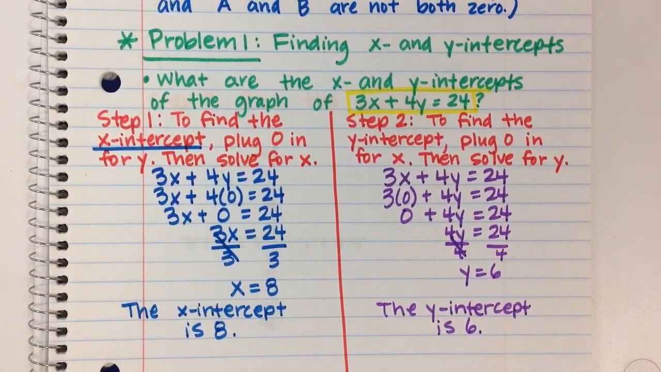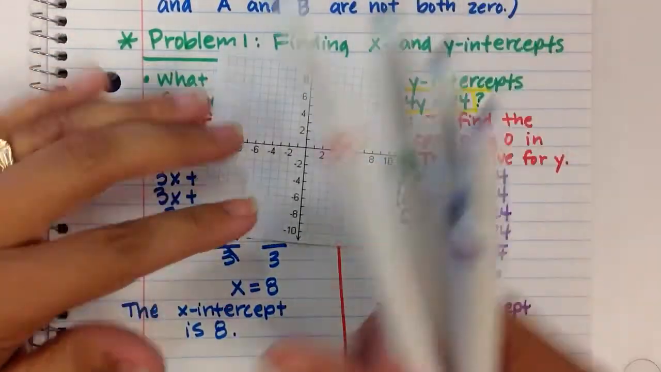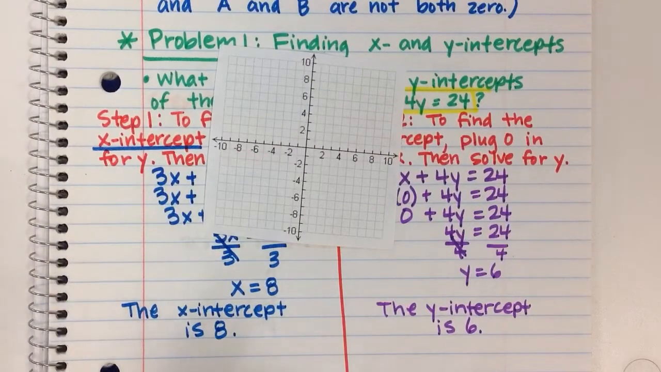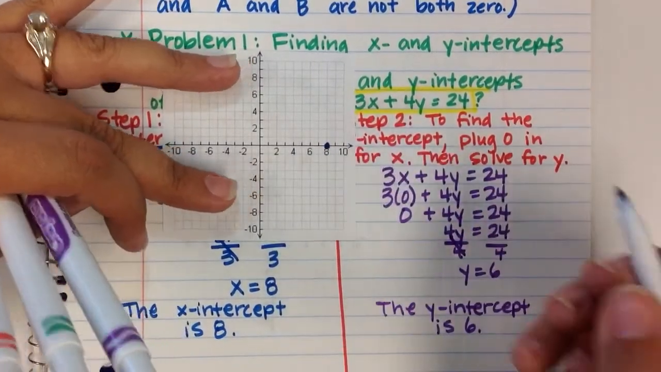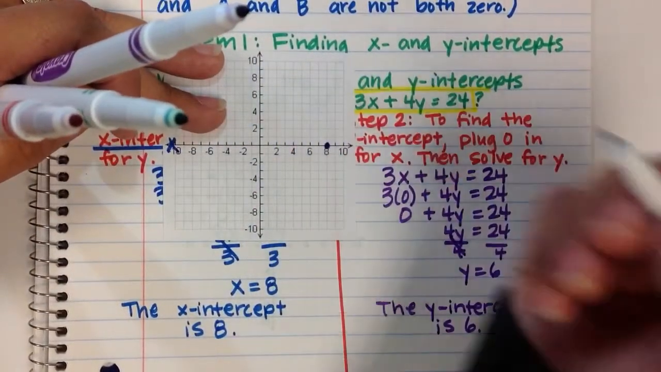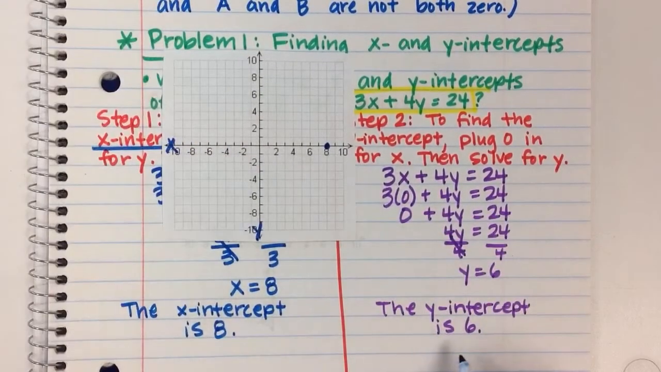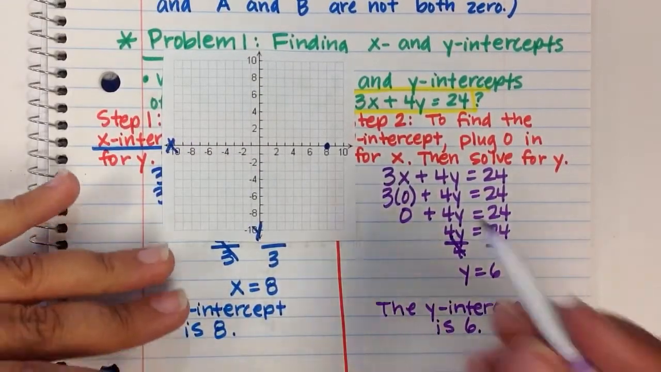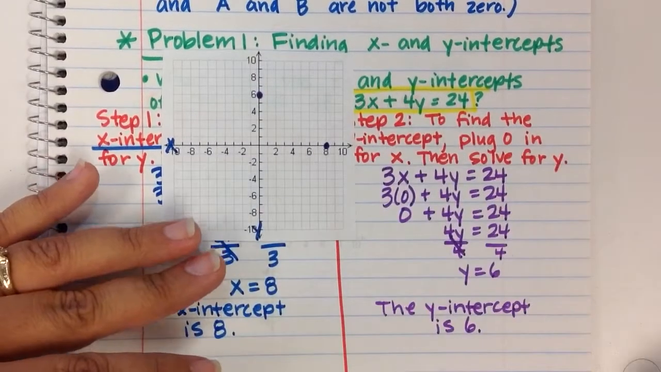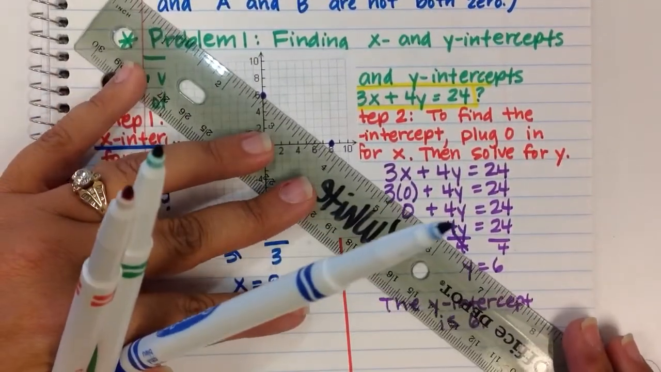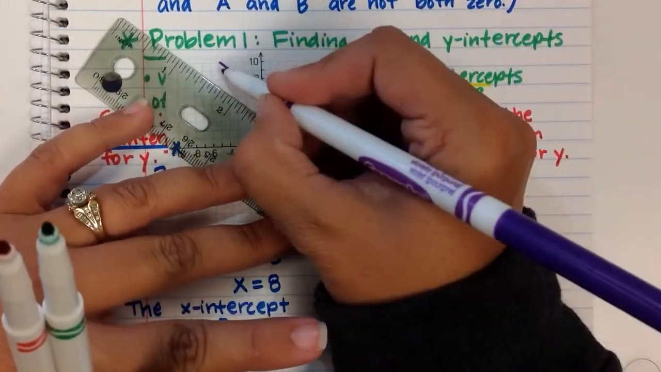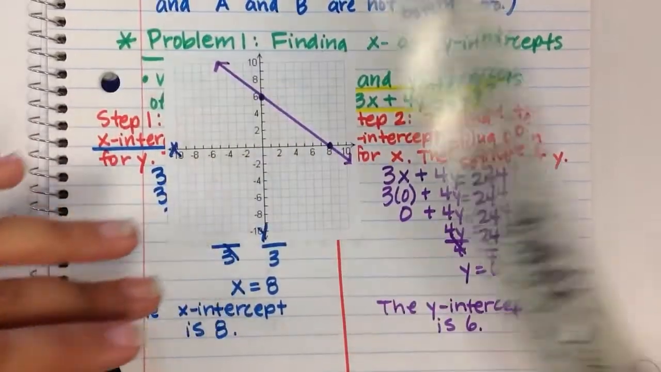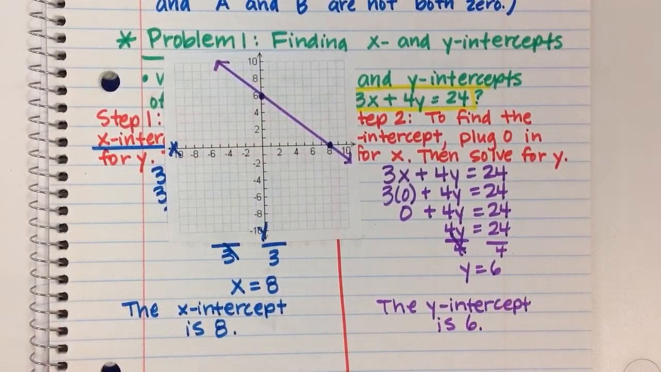Now, that means I can use the x and y intercepts to graph this. If I have a little graph, I know that the x-intercept is 8, so I'm going to graph the x-intercept at 8 because this is the x-axis and this is the y. And the y-intercept I'm going to graph at 6. So once I know the x and the y-intercept, I can quickly graph the line for this linear equation.